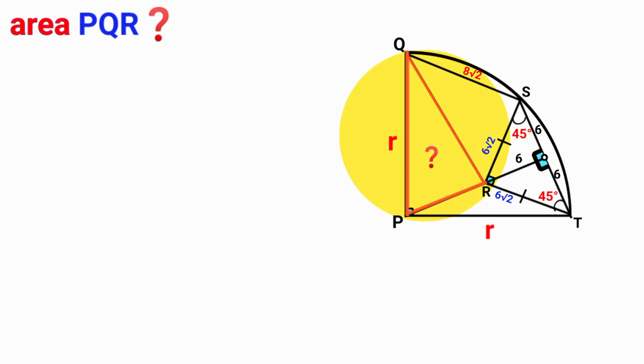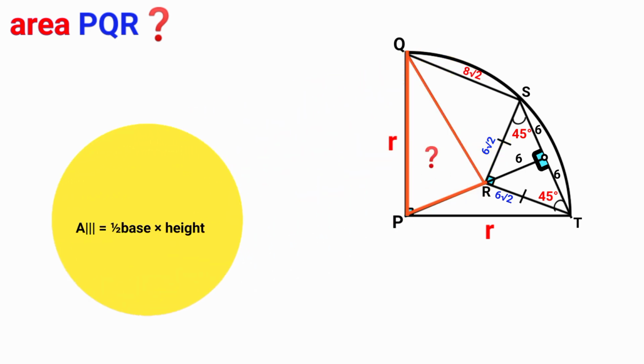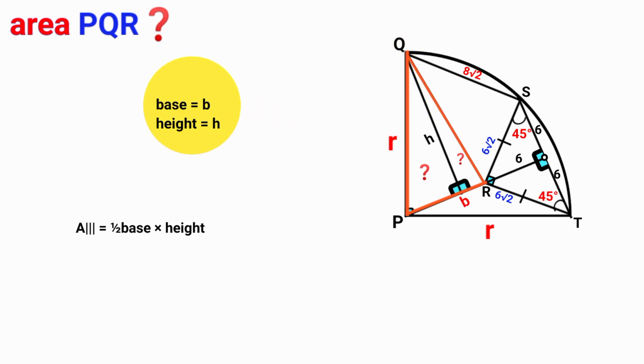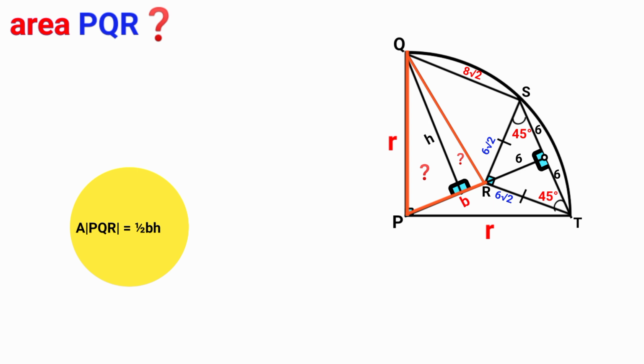To calculate its area, we can use the formula 1/2 base times height. If we take this as the base, say B, the height will be a line perpendicular to the base from this vertex. Let's assume its length to be h, so base equal to B and height equal to h. Substitute it here. Now area of triangle PQR equal to 1/2 BH. What are the values of B and H?